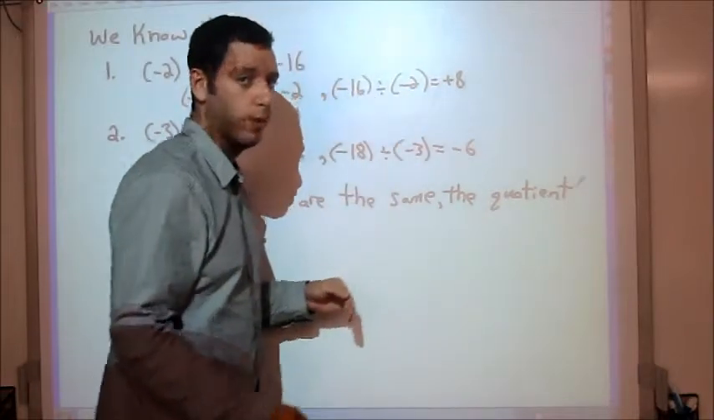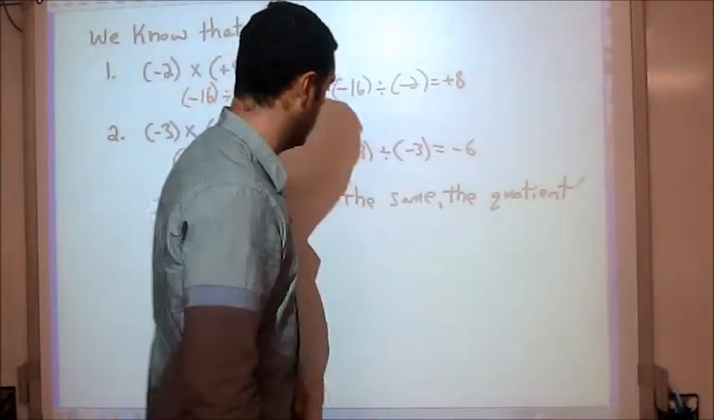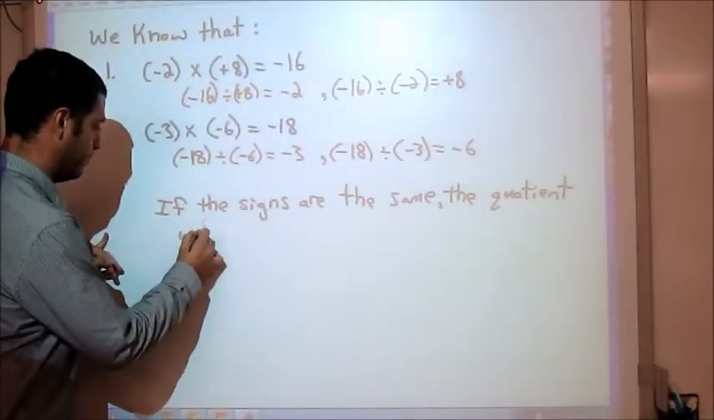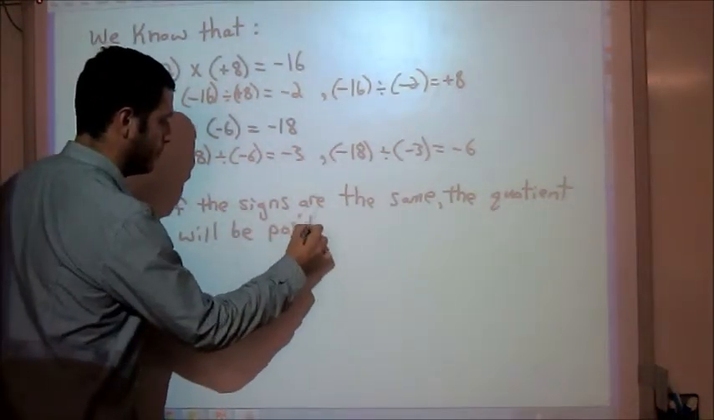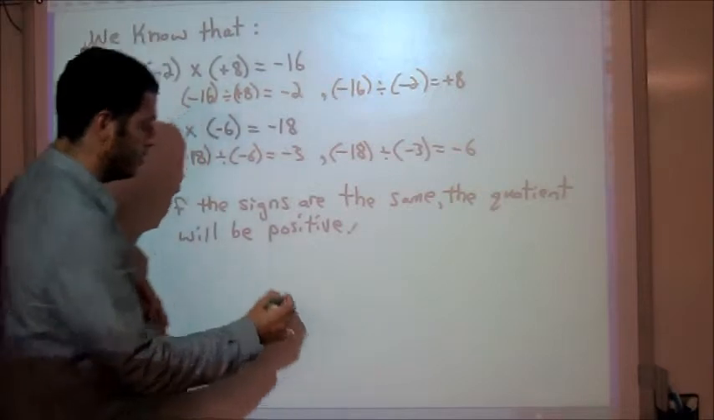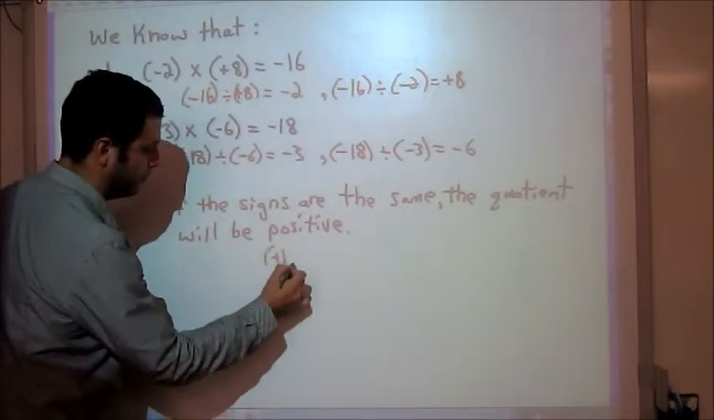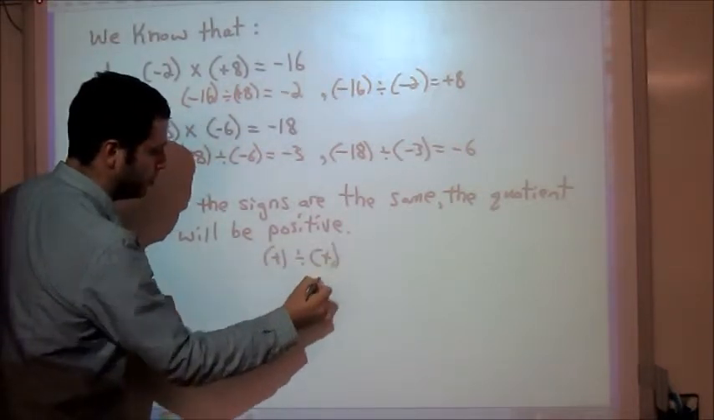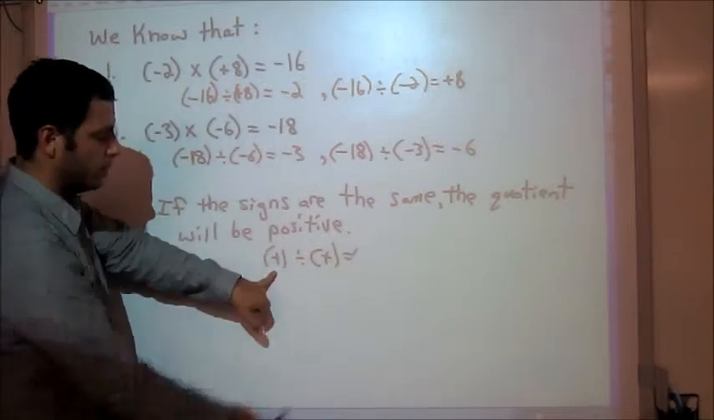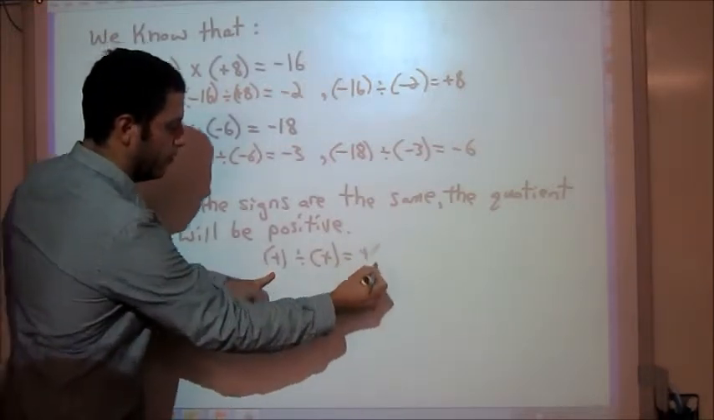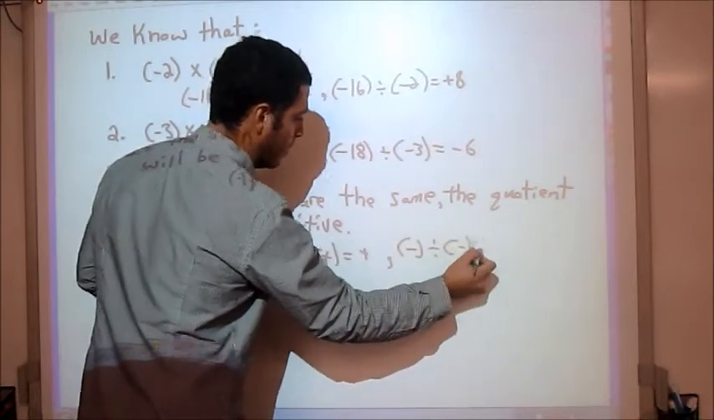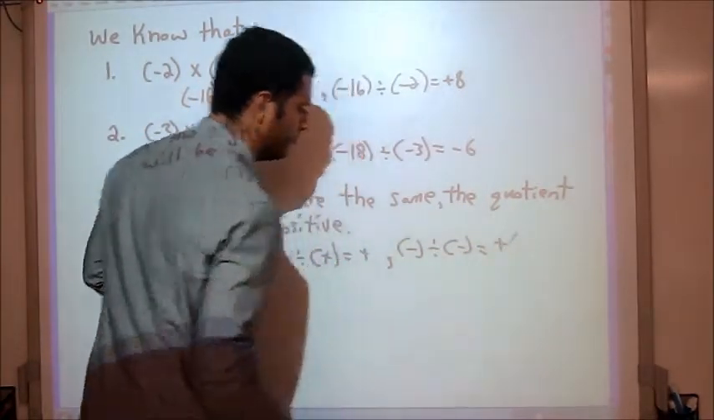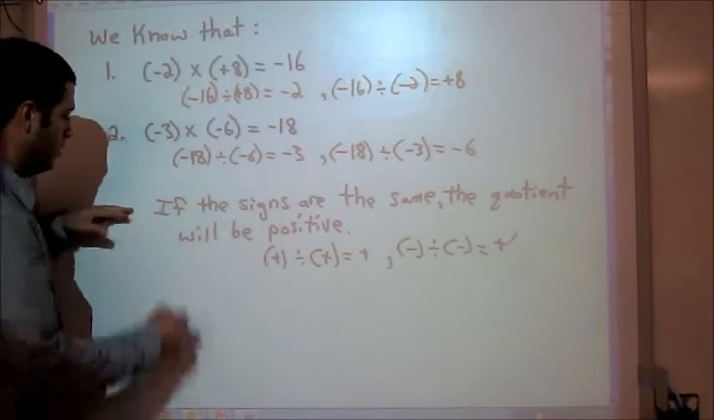The answer to a division problem is called the quotient. So the quotient will be positive. That would include both positive and negative integers. So positive divided by positive will equal positive. A negative divided by a negative will also equal a positive.